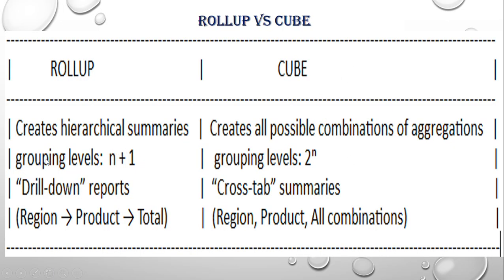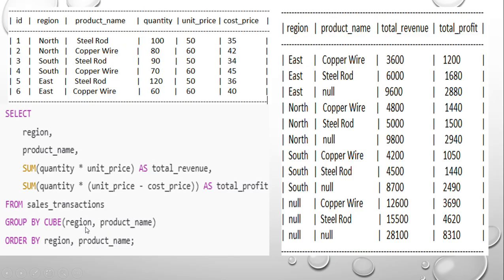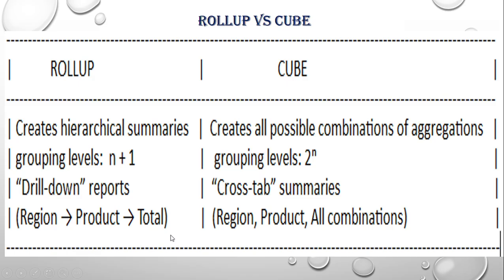In ROLLUP the grouping levels are n plus 1. In CUBE the grouping levels are 2 to the power of n, that is 2 squared, which is 4 in this case. So let's see how the 4 levels of grouping come. First we get the individual breakdown, that is one level. Then we get the subtotals of the region, another level, and the subtotals of product name, another grouping, and then the grand total. That is how the grouping levels work.